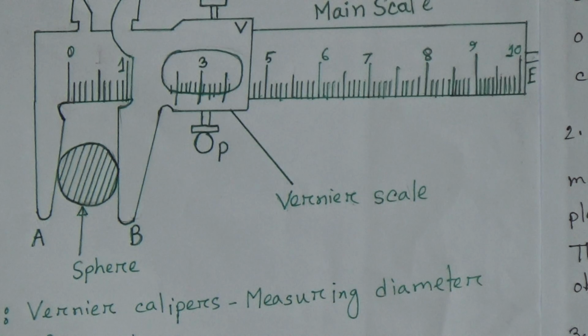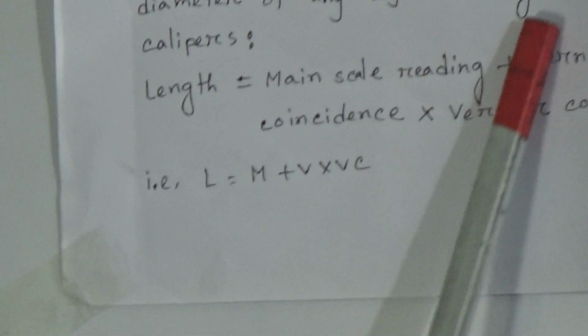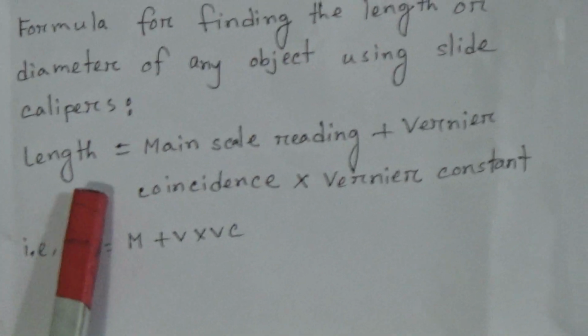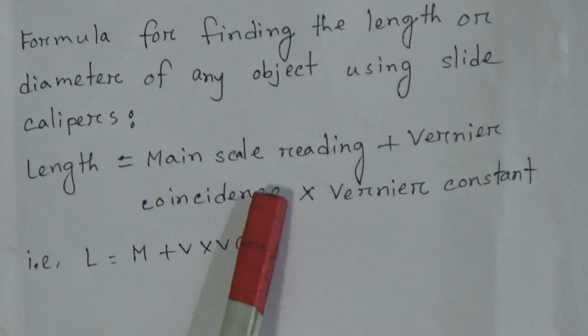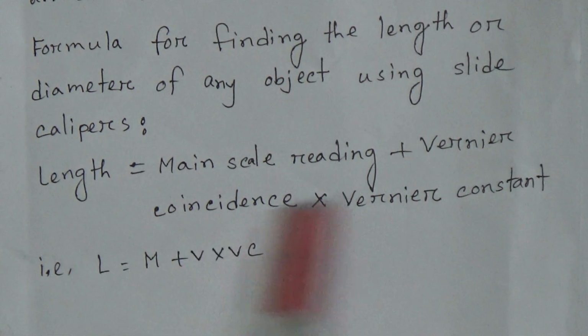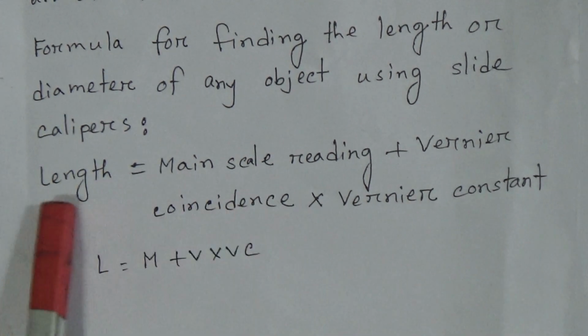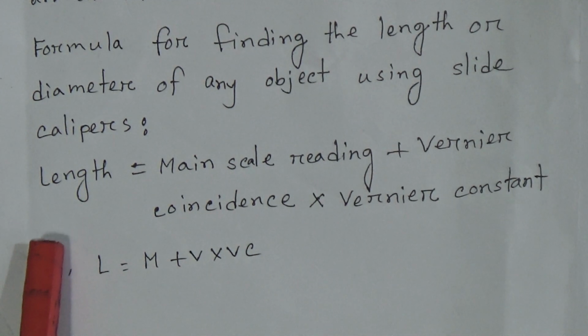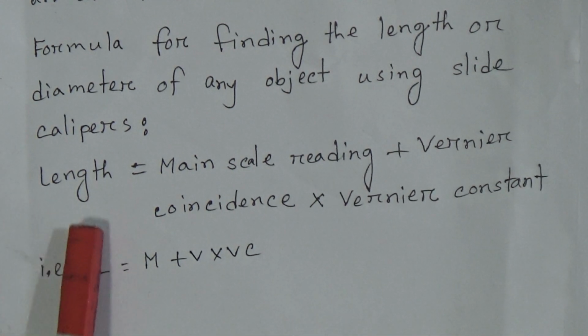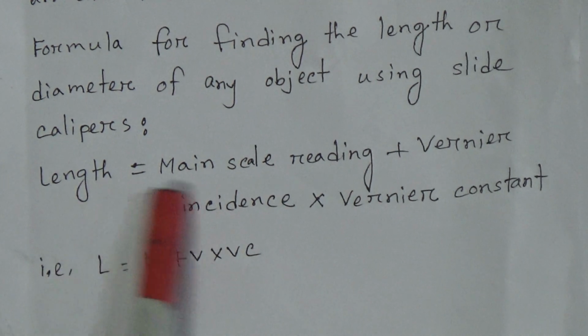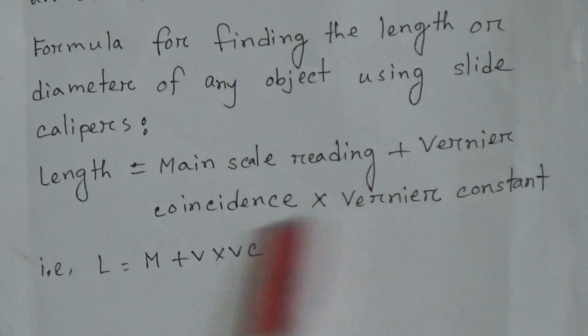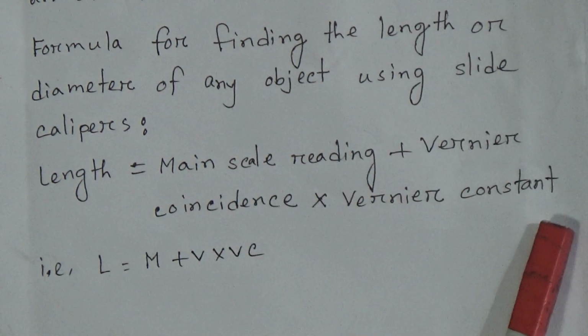My dear students, the formula for finding the length or diameter of any object using slide calipers is length equals main scale reading plus vernier coincidence into vernier constant. I am repeating, the formula is length equals main scale reading plus vernier coincidence into vernier constant.